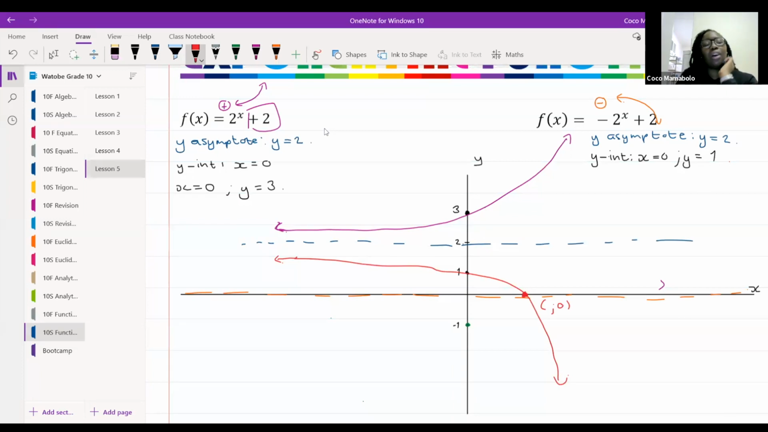So we need to now go and calculate for our x-intercept, where y is equal to 0. So we're going to go 0 is equal to negative 2 to the power of x plus 2.